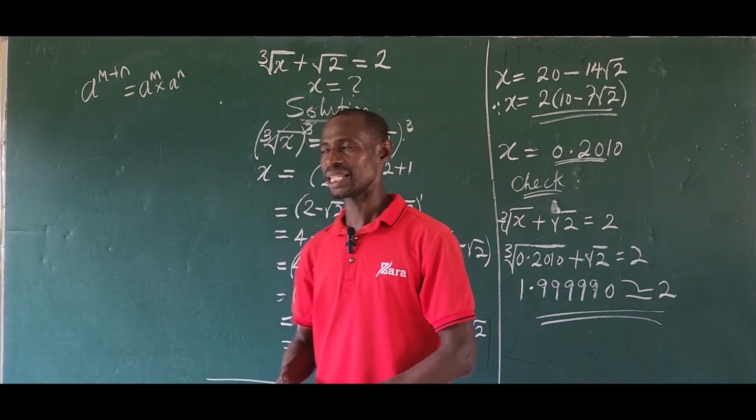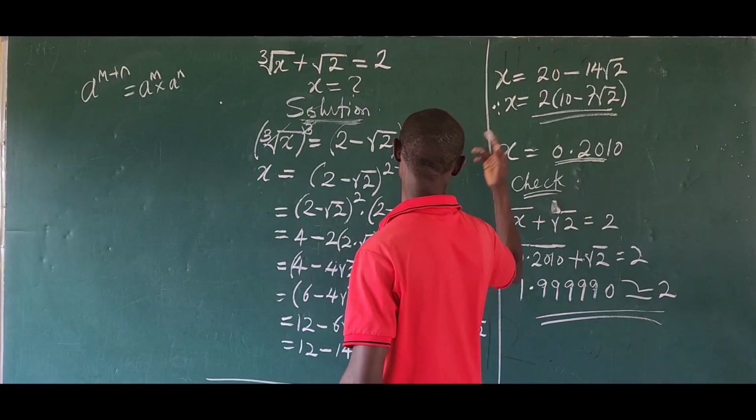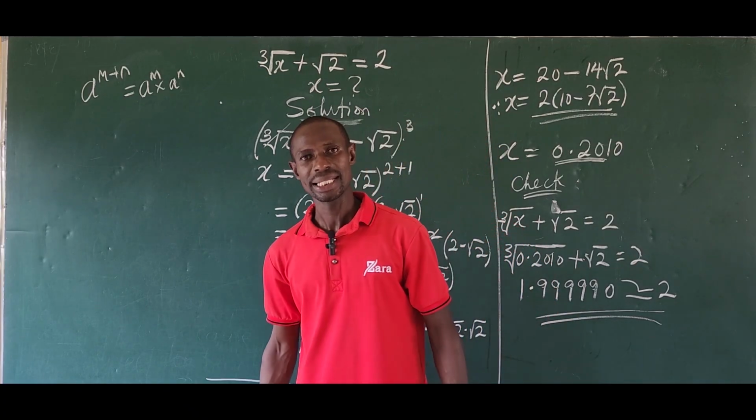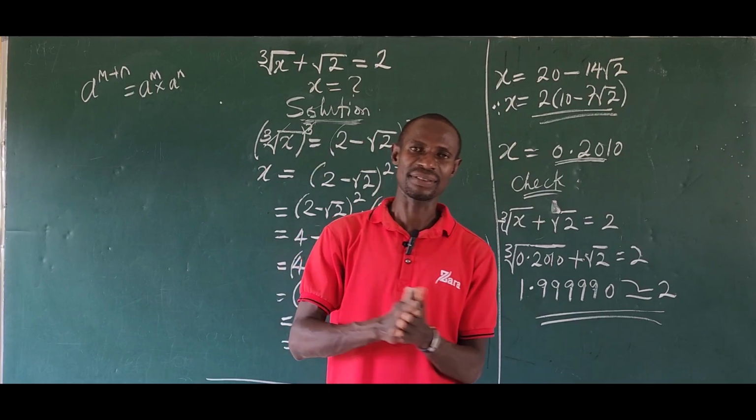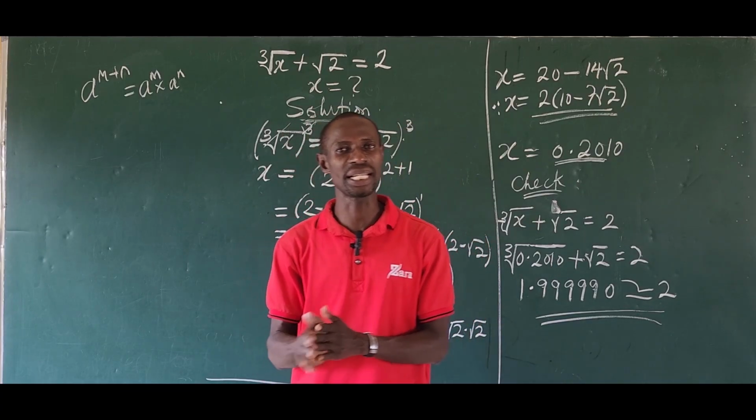And so this is proof that the answer x equal to 2 brackets open 10 minus 7 root 2 close bracket satisfies the original equation. Thank you for being there.